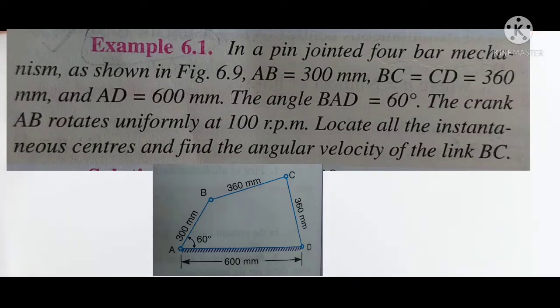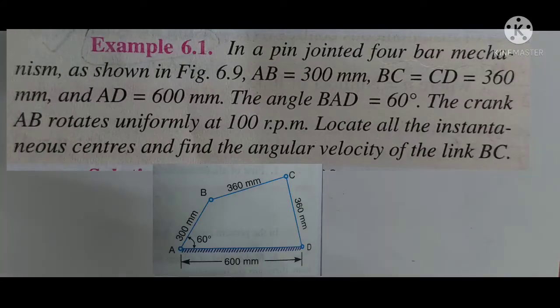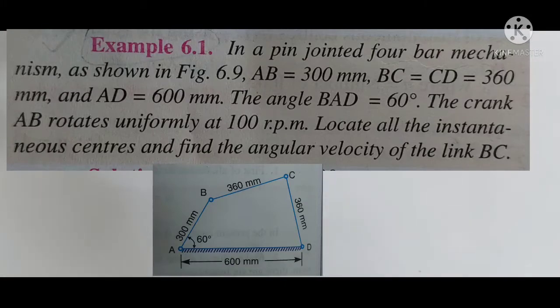Dear students, today I wish to explain the instantaneous center method to find the velocity of a mechanism. The problem: in a pin jointed 4-bar mechanism as shown in the diagram, AB is 300 mm, BC equal to CD equal to 360 mm, and AD equal to 600 mm. The angle BAD is 60 degrees, and the crank AB rotates uniformly at 100 rpm. Locate all the instantaneous centers and find the angular velocity of the link BC.